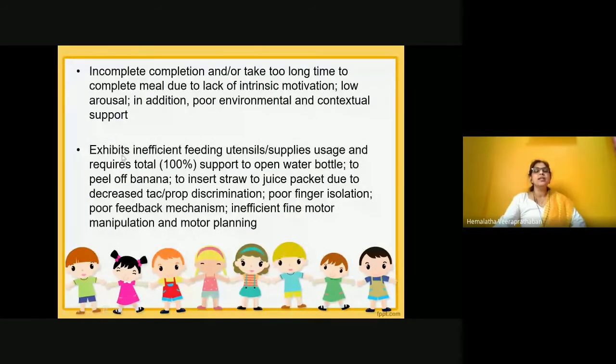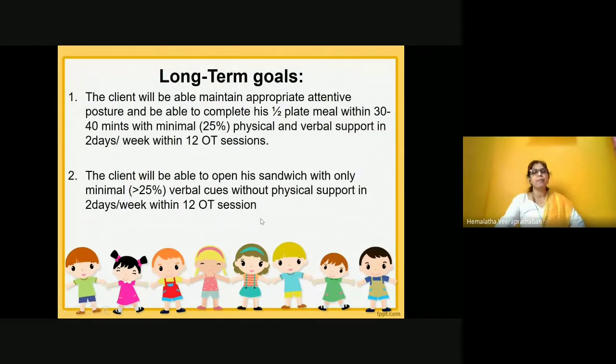And the fourth problem statement is that she exhibits inefficient usage of feeding utensils and supplies and requires 100% support, such as opening the water bottle, peeling a banana, and inserting the straw into the juice bottle, due to decreased tactile discrimination. Finger isolation is not adequate, she didn't develop it, with a poor feedback mechanism, inefficient fine motor manipulation, and poor motor planning.